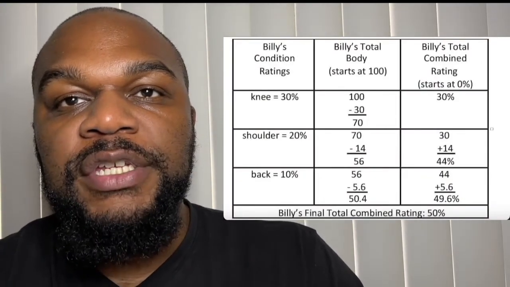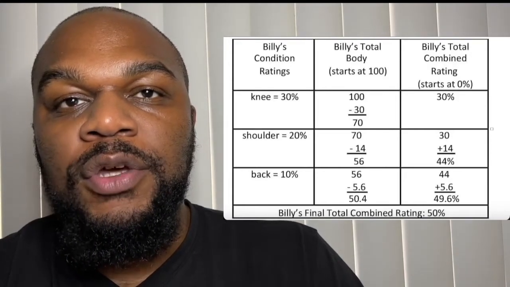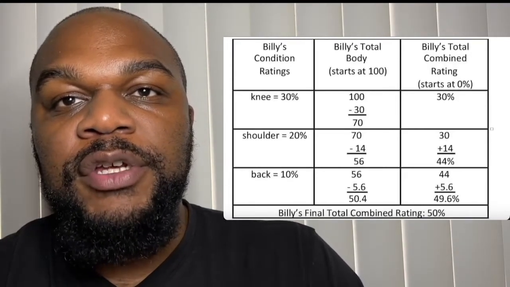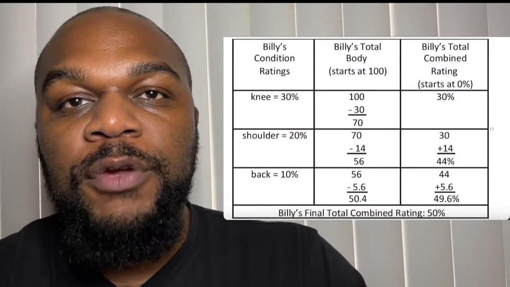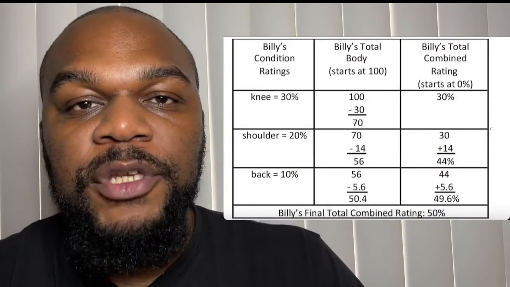Once all the conditions are counted, then the total combined rating is rounded to the nearest 10. 49.6 rounded up, therefore equals 50%, a 50% combined rating. So, do you understand VA math yet? If your answer is no, grab a pencil and a piece of paper and walk through the example yourself. It really does help to do the steps yourself. If your answer is yes, great.